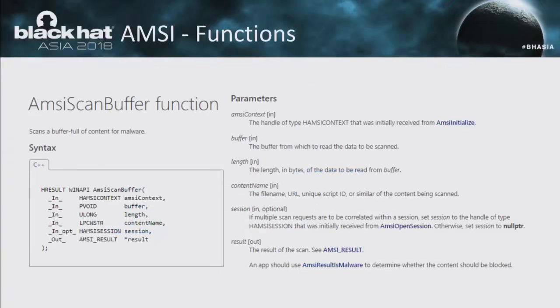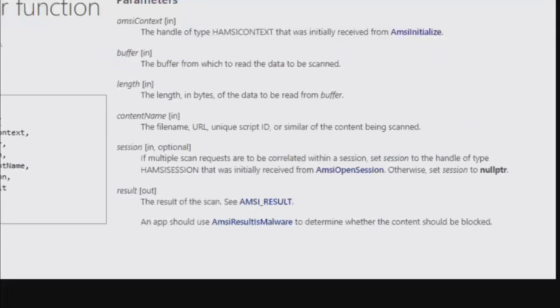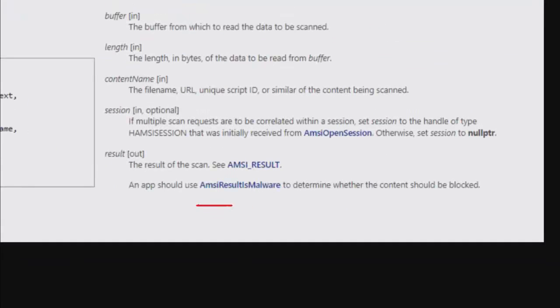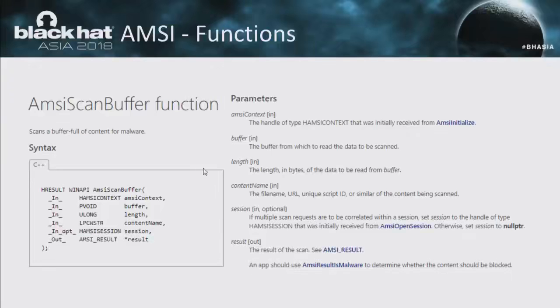Now, if we take a look at scan buffer, we see that it accepts two parameters that describe the buffer and an output result. So we have the buffer pointer, which points to a buffer to be scanned. We have the length parameter, which is the length of the buffer, and then we have the result. So that's that. Now, the result will be the MC result, as we discussed earlier, one of the values that you can choose: detected, not detected, and clean. And according to the documentation, an app should use MC result is malware to decide if the result that it received is a malware or not.